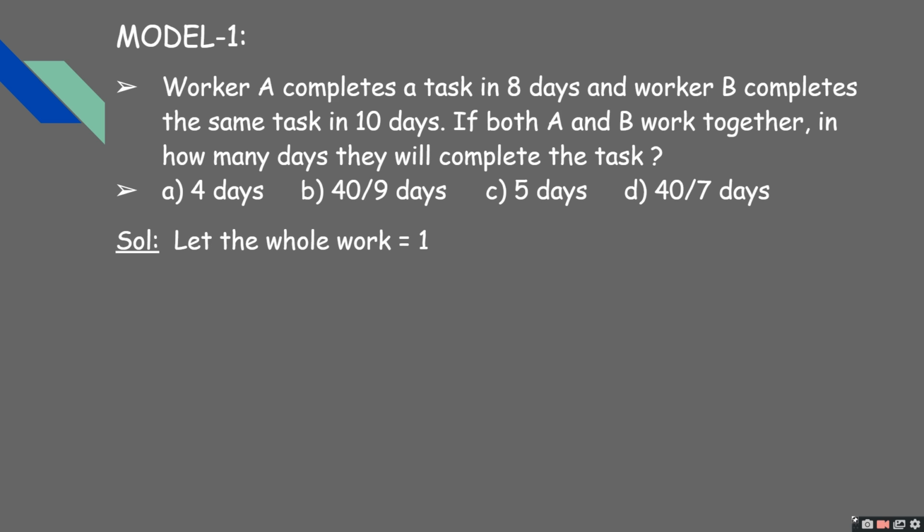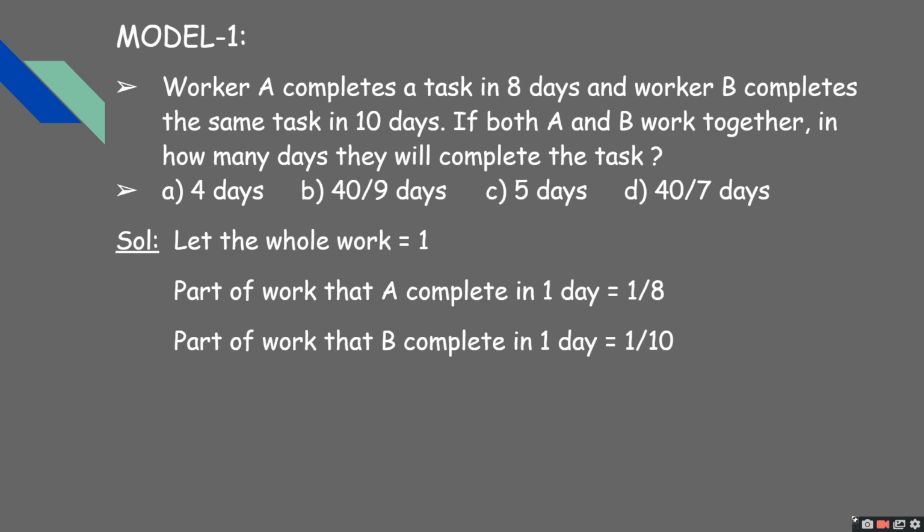Coming to this question, here it is given that A can complete his work in 8 days. Then the part of the work that A can complete in 1 day is 1 by 8. Similarly, the part of the work that B can complete in 1 day is 1 by 10. In this question, it is asked to find the number of days it will take to complete the task when A and B work together.